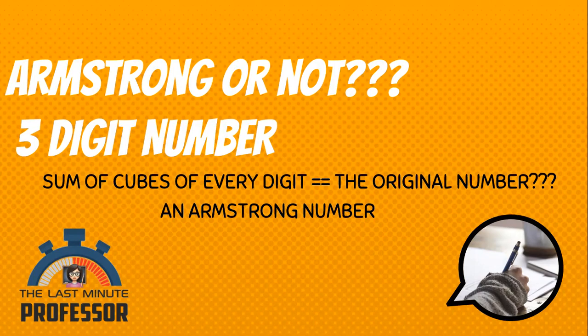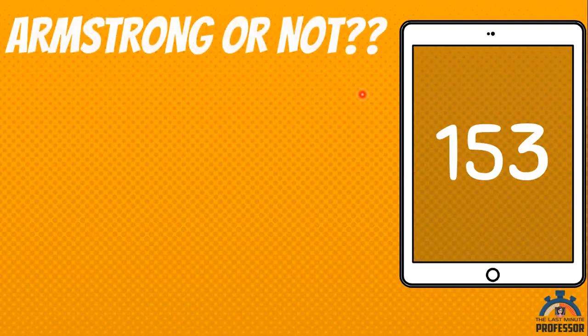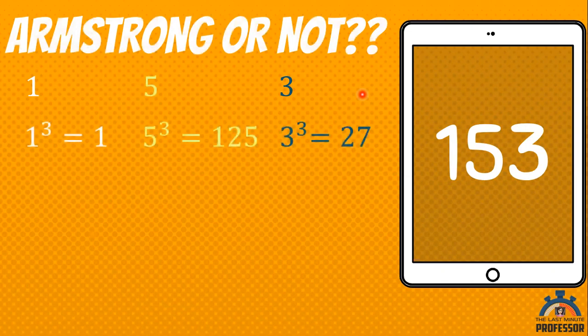For example, take the three-digit number 153. To say whether it is Armstrong or not, take the individual digits of the three-digit number as 1, 5 and 3. Then find the cubes of the individual digits. That is, 1 cube is equal to 1, 5 cube is equal to 125, 3 cube is equal to 27. Sum up the values. 1 plus 125 plus 27 and it is 153, which is actually the original three-digit number itself. So 153 is an Armstrong number.